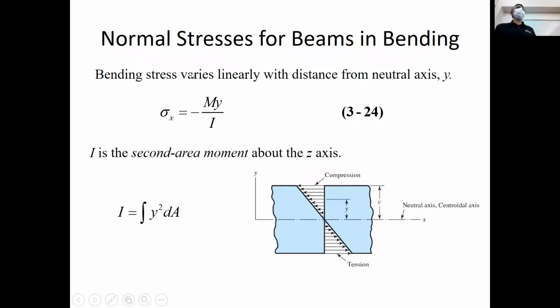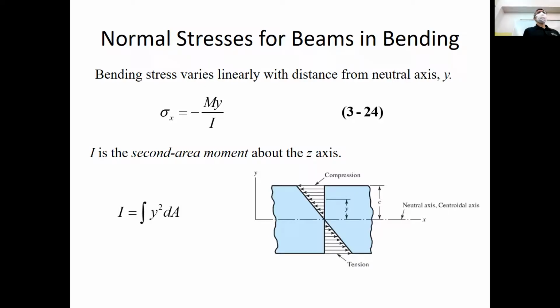Opposite of the moment? No, no. The moment is positive. And if you do the clockwise, the right-hand rule, the moment should be going like this. Z is perpendicular to the plane of the board. So if I apply my right-hand rule, this is how I get my bending moment. So the question remains, why do we have a negative sign?